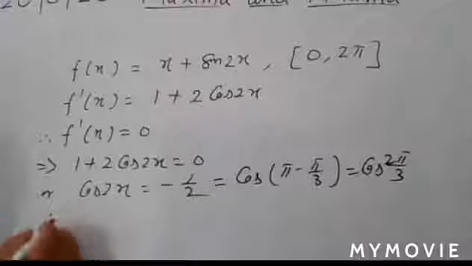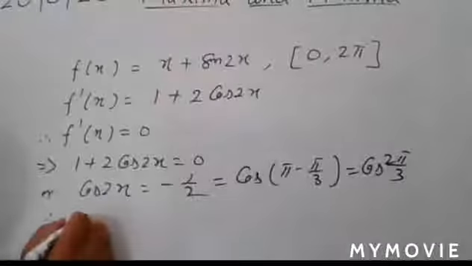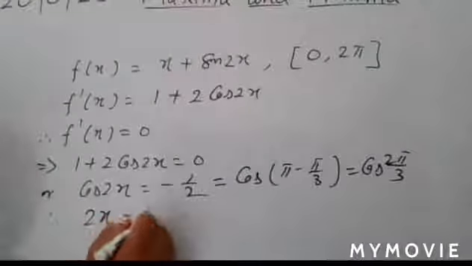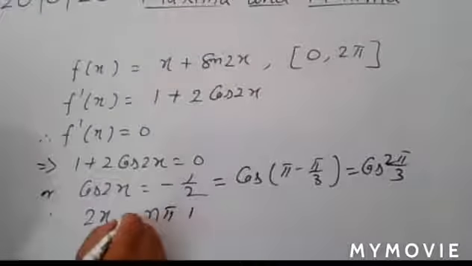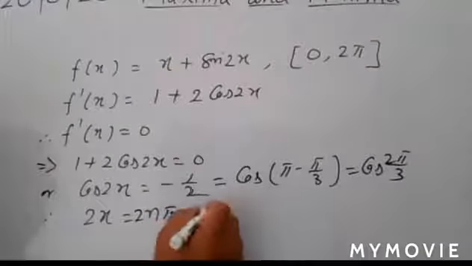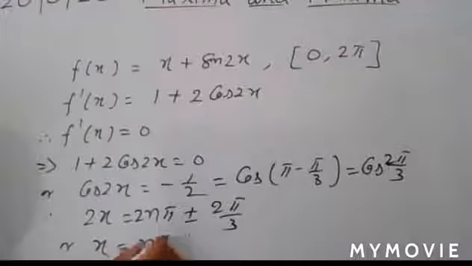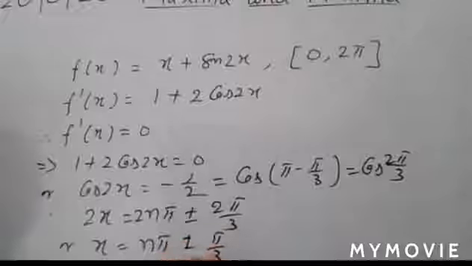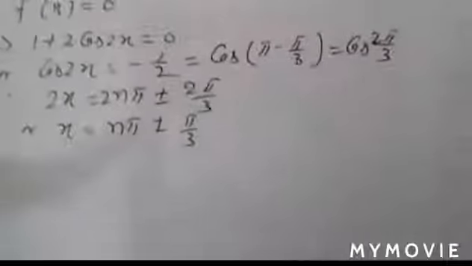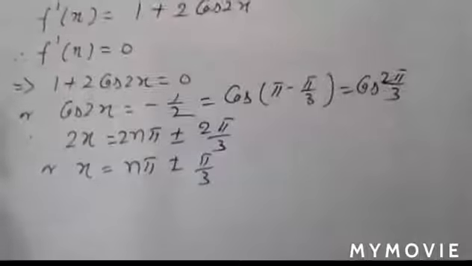Okay, so what is your general solution? You can write 2x is equal to 2n pi plus or minus alpha, which means 2 pi by 3. So the value of x is n pi plus or minus pi by 3. That gives the general value of x. Any doubt, anyone, up to this step?